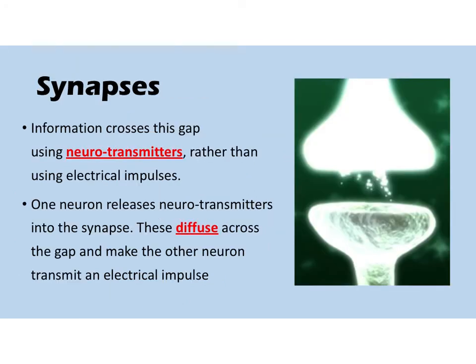So synapses, again, are the gap between the ends of neurons. The information crosses this gap using neurotransmitters rather than using electrical impulses. So one neuron releases neurotransmitters into the synapse. They diffuse across the gap and make the other neuron transmit an electrical impulse. Okay, so the information you can see in this picture, that's the neurotransmitter passing from one neuron to the other.